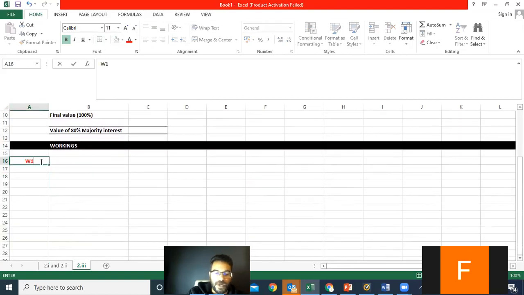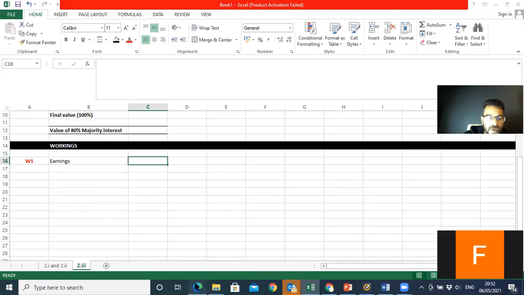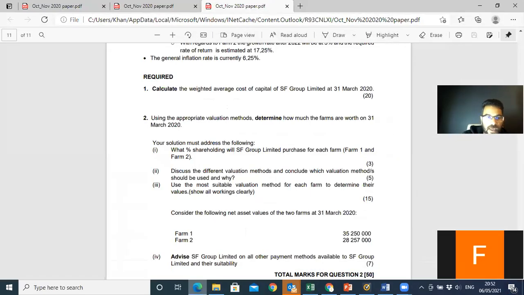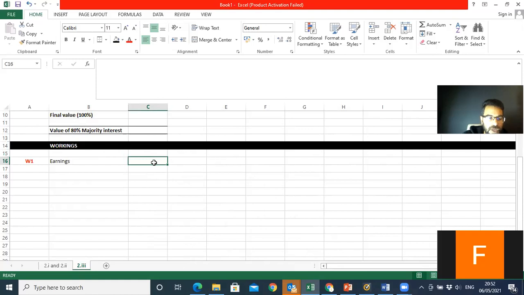So working 1. What we're going to do is work out the maintainable earnings. If we have earnings over here, then we're going to have the year. What is the year? Let me just move this out of the way. So if I have a look at the numbers, 2015 to 2019, if someone can just help me read out the numbers, 2015 to 2019, 2015, 2016.